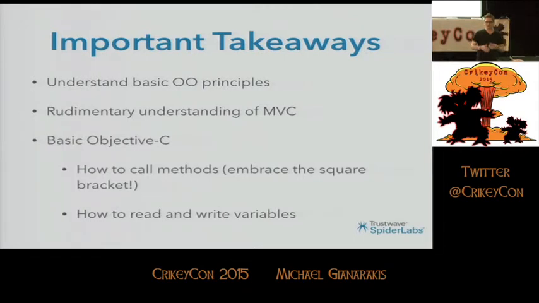Important takeaways, the absolute basics: if you can understand basic OO principles, things like inheritance, and the difference between a class method and an instance method, then you can do some pretty cool stuff. A rudimentary understanding of MVC, and by rudimentary I mean super simple: model, data; view, presentation; controller, logic. That's super simplified, but that's all you need to know. And super basic Objective-C: how to call methods, embrace the square brackets, don't be afraid of them, and how to read and write variables. So you don't need to know that much to be a bit dangerous.